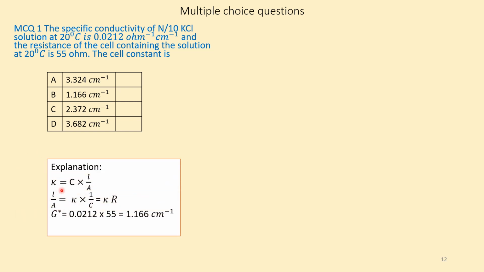We know that κ is equal to conductance into l by A. So l by A equals κ divided by conductance, and 1 by conductance is R. So κ into R. Therefore the cell constant G* is equal to l by A, which is 0.0212 into 55, that is equal to 1.166 per centimeter. This answer is given as option B. Please mark it.